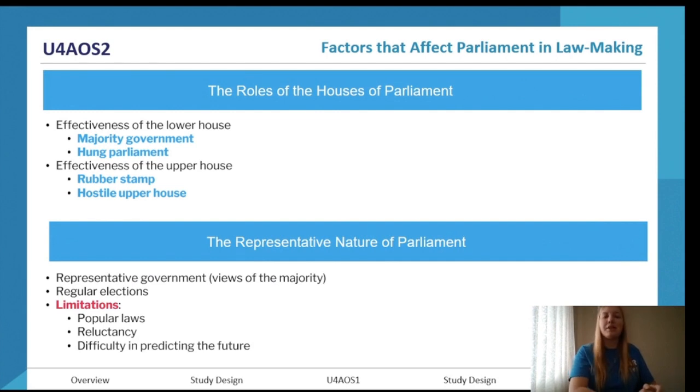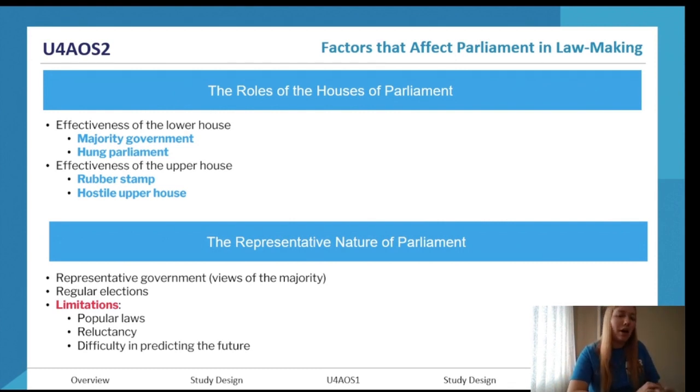So the first point, the roles of the Houses of Parliament. We already looked at them at the beginning of the slides if you want to rewind, but consider the effectiveness of the lower house in the circumstances where we do form a majority government. We know that that is beneficial. That is going to increase how much Parliament can make laws until the next election. If we have a majority government, they can quickly bring up bills and pass them through and vote for them and easily make them become law.